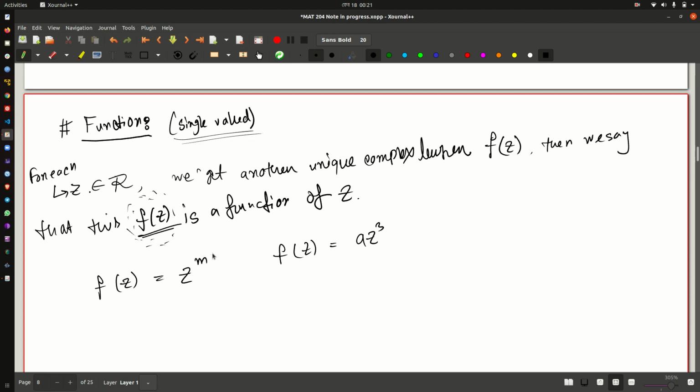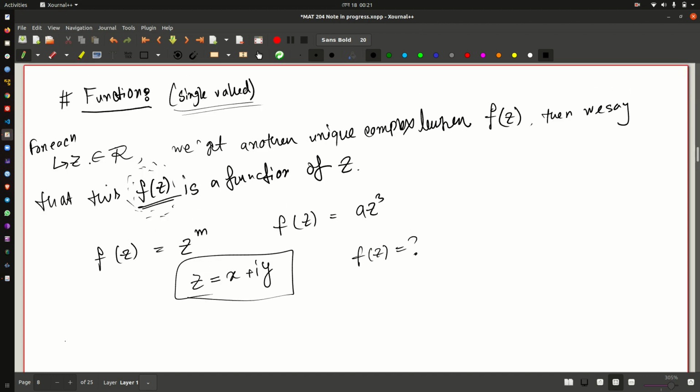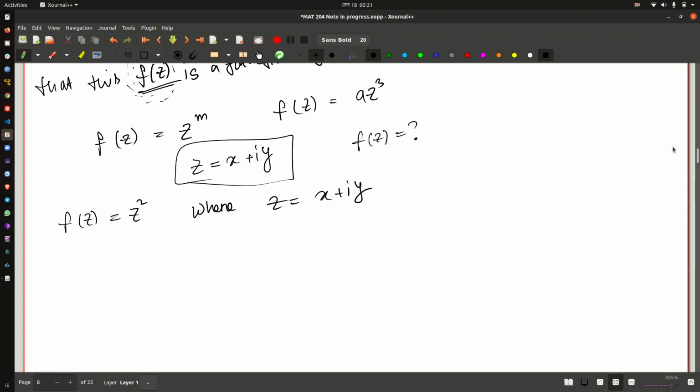Now what you can do is that you could write z as x plus iy in this format, right? So what is the format of this f of z, you ask? That in terms of the Cartesian coordinates or the polar coordinates, how can you write that? Well, let's take a very simple example. Let's say f of z is equal to z square, where z is denoted as x plus iy. Let's do this small algebra and see what happens.